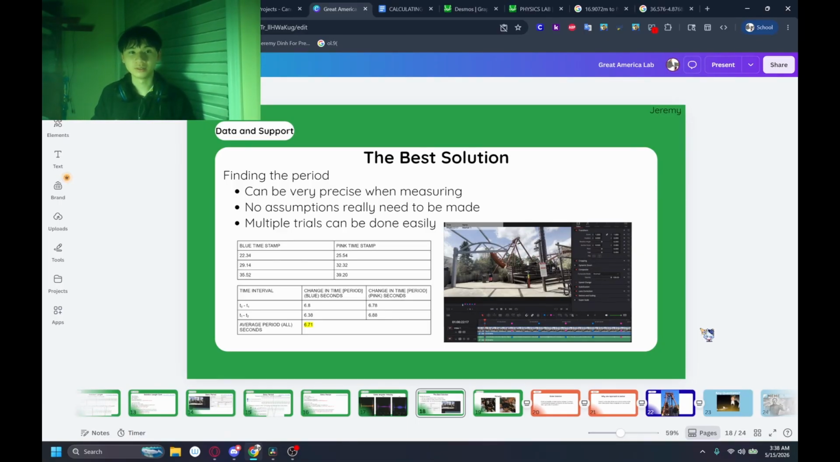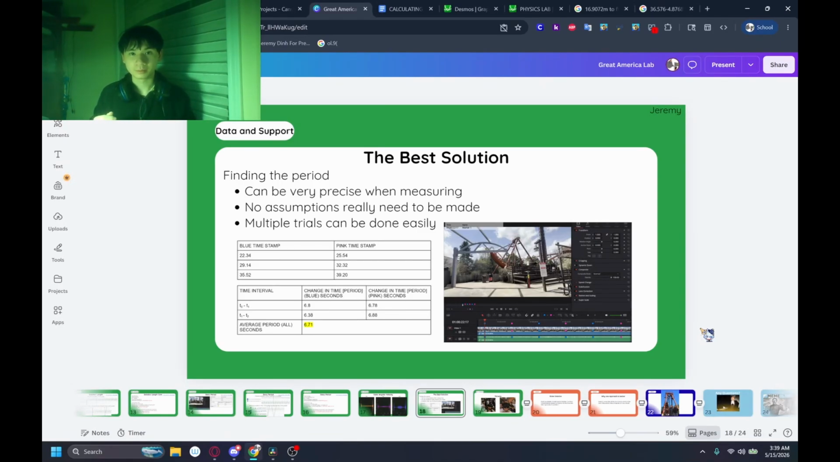And there isn't really any assumptions being made because you're only differentiating between a frame or two, which is basically 10 milliseconds, or a millisecond at most. And multiple trials can be done very easily with this method because all you have to do is record the video and then just watch it swing back and forth, and those are multiple trials. And also you can record multiple videos which each have multiple trials, so gaining data is very easy. There's no assumptions really being made, and it's very precise.